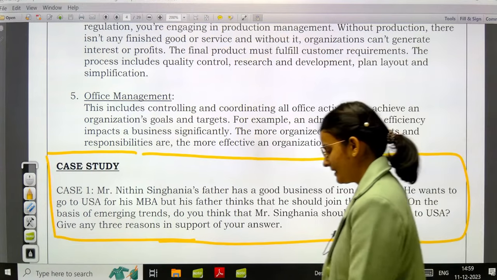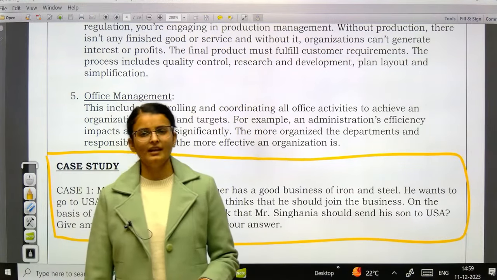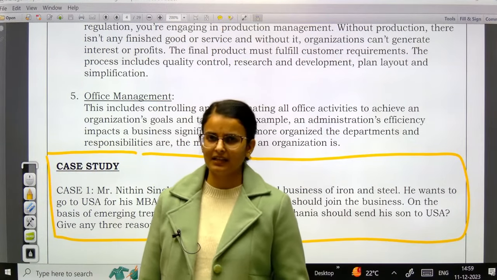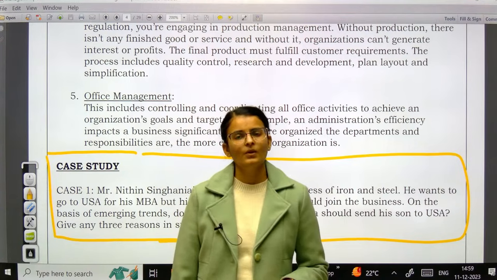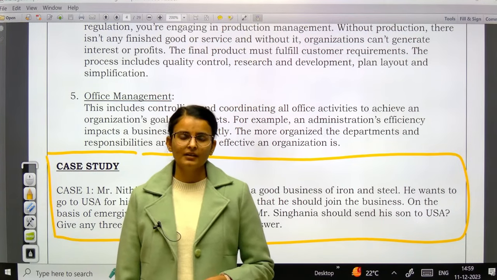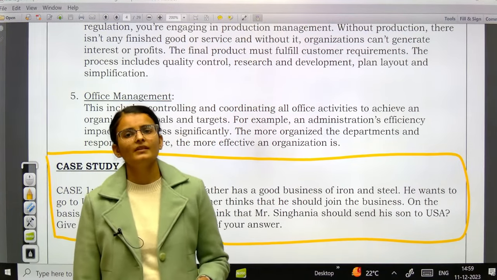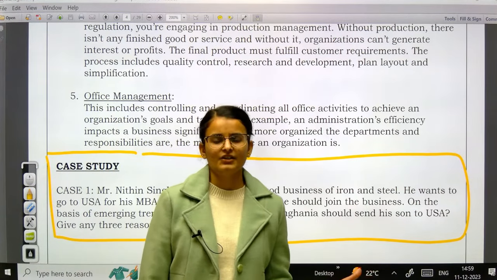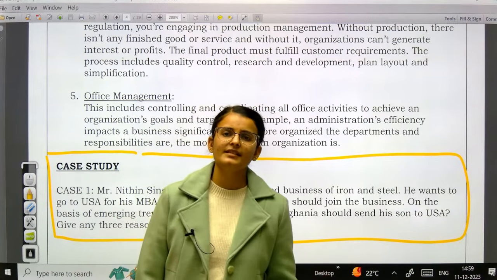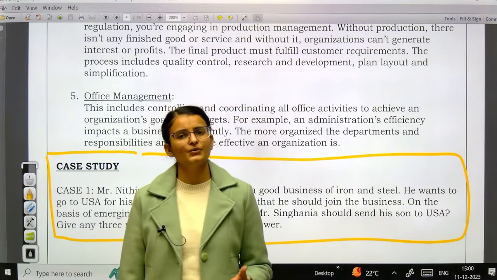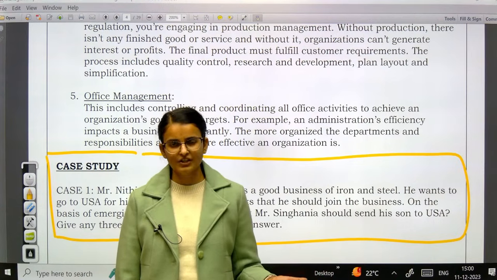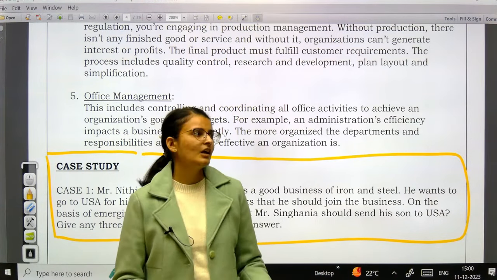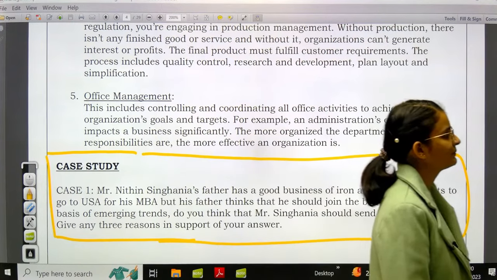Okay. See, Mr. Singhania should send his son to the USA because, as I've already told you, management is not limited to a particular area these days. Management is also doing great as a profession among individuals. So Nitin Singhania's son should go to USA to learn more strategies and to know the leadership styles and what leadership style and motivation should work with the employees of their organization, which will help them maintain a balance between the employees' morale and the organization's profit.